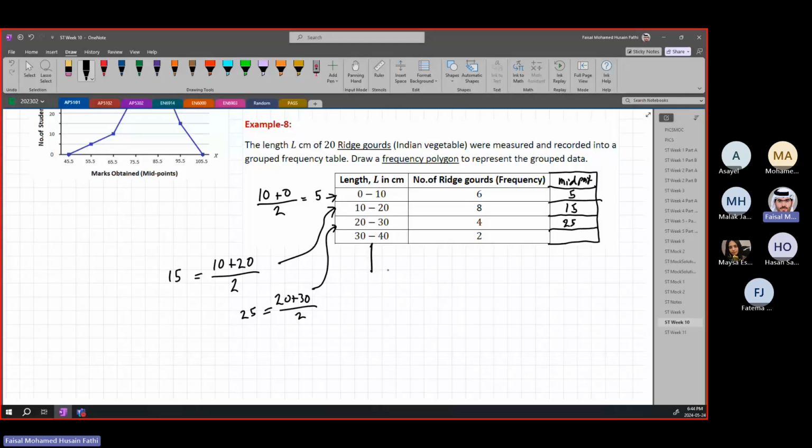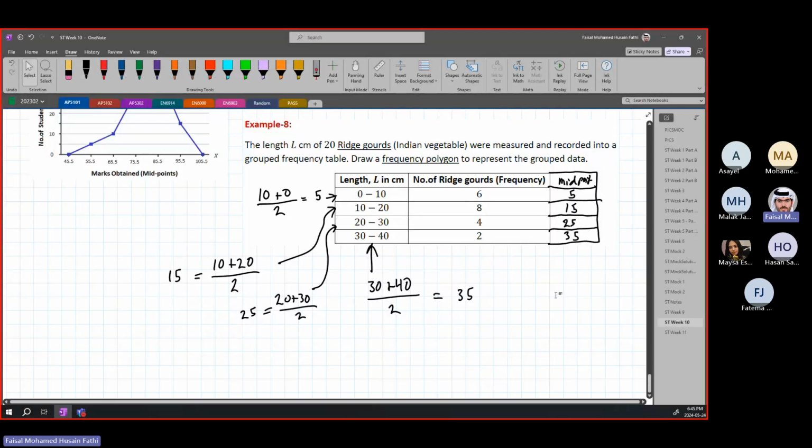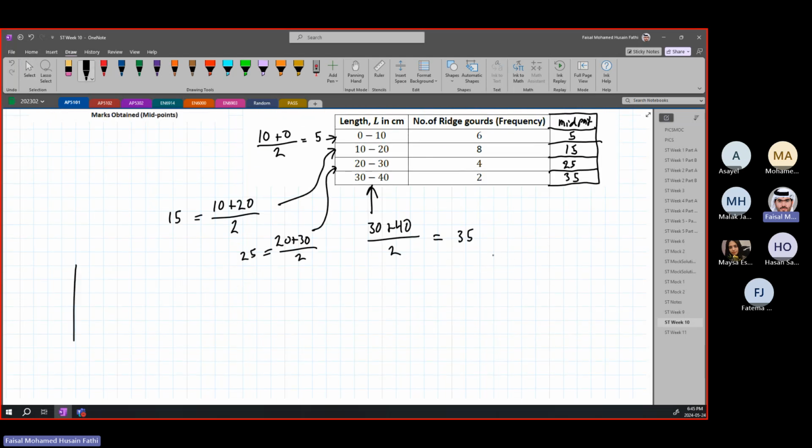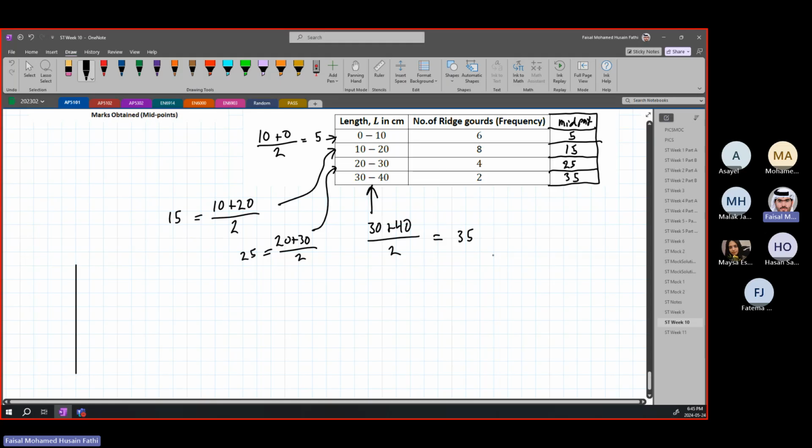And last one, 30 plus 40 divided by 2, 35 over here. Okay? So this is your very first step. You're going to find the midpoint of each interval. Then you just plot it. But there is an extra step when it comes to the plotting. All right?